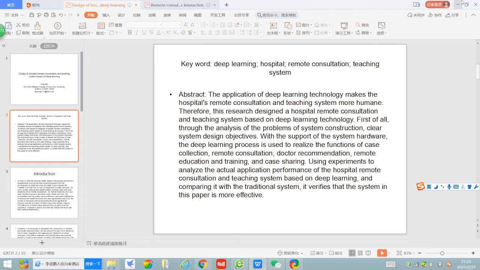First of all, through the analysis of the problems of system construction, clear system design objectives with the support of the system hardware, the deep learning process is used to realize the functions of case collection, remote consultation, doctor recommendation, remote education and training, and case sharing. Use experiments to analyze the actual application performance of the hospital remote consultation and teaching system based on deep learning and comparing it with the traditional system. It verifies that the system in this paper is more effective.